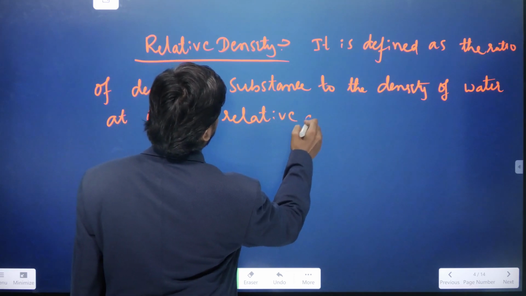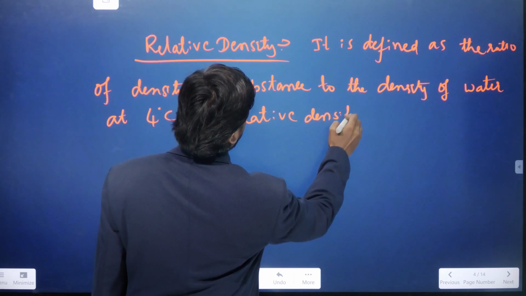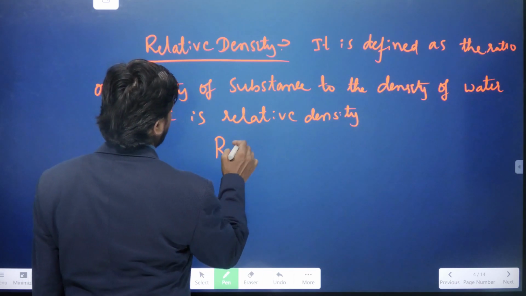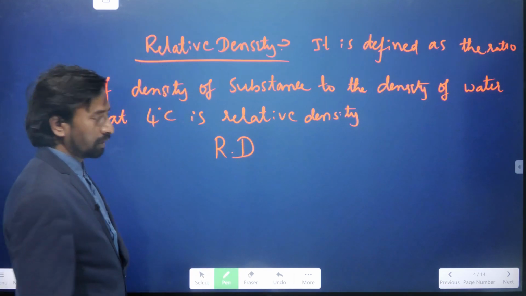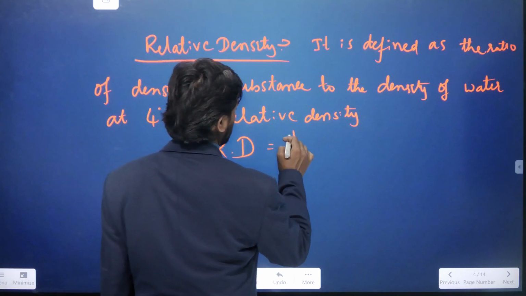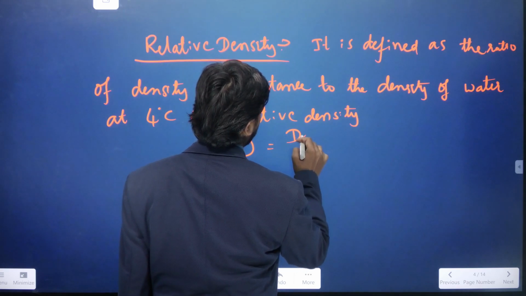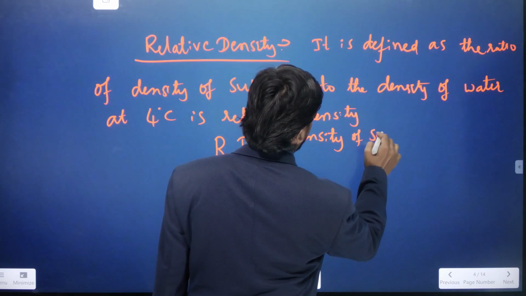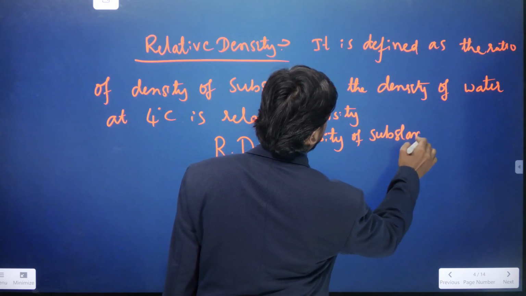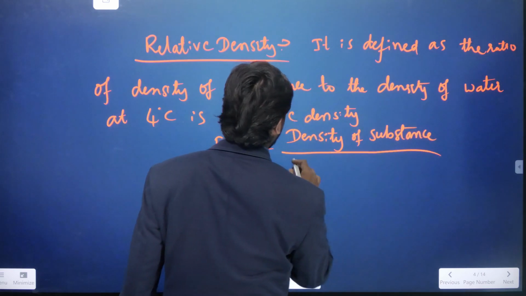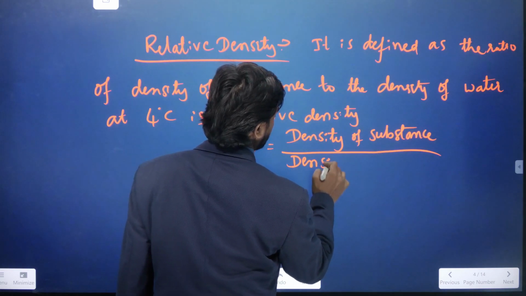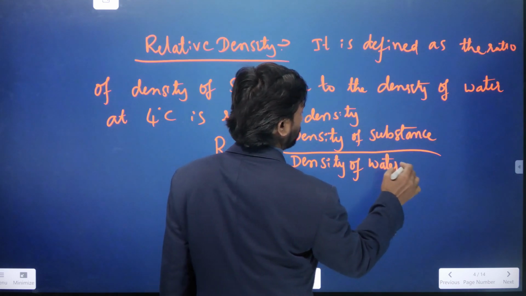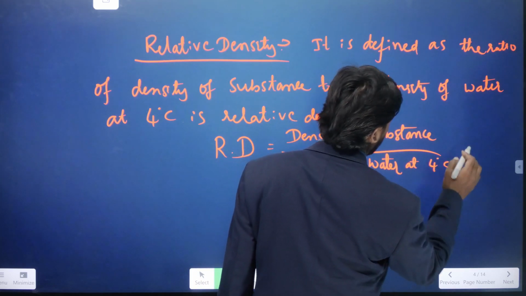So the relative density formula: relative density is denoted by capital RD, and RD equals the density of substance divided by the density of water at 4 degrees Celsius.